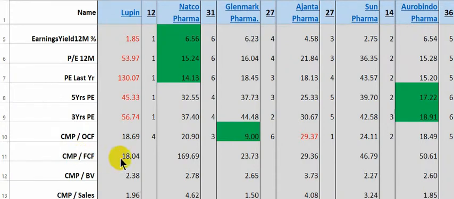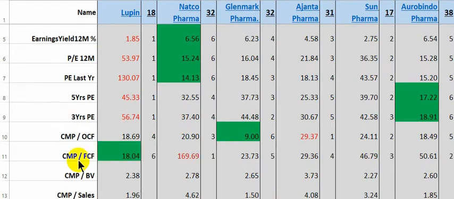So the price is currently available at 18 times for Lupin when compared to its free cash flow. Natco is at 169 times. So what this particular thing signifies, this high price to free cash flow, is that the company's free cash flow generation is very low. So in this case, as I mentioned earlier, the lower the better, and below 25 times is what we should be looking at.